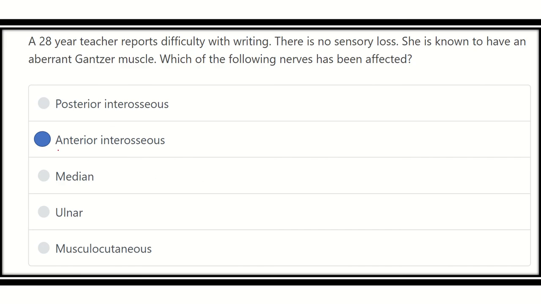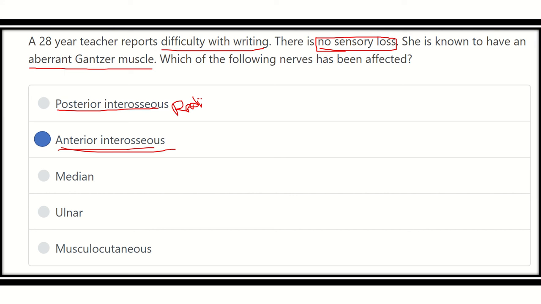So our final answer is anterior interosseous nerve, because it lies below the aberrant Gantzer muscle, or accessory head of flexor pollicis longus, and it gets entrapped. The symptom of difficulty with writing will appear, but there is no sensory loss because the anterior interosseous nerve provides no sensory innervation. On the other hand, the posterior interosseous nerve is a branch of the radial nerve which lies on the extensor surface of the forearm. So our final answer: anterior interosseous nerve.